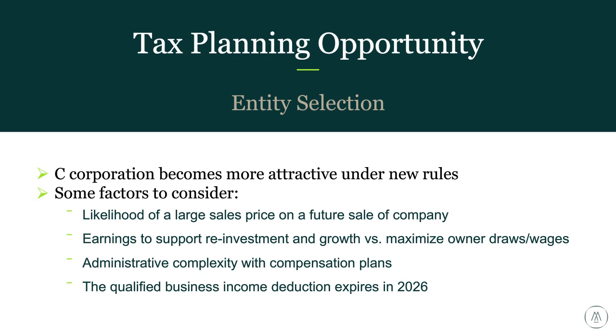Also, what the earnings of the company are being used for. Are they used for reinvestment into the company and growth, or is it to maximize the wages or draws of the owners of the company? And also, with flow-through entities, the compensation plans can be different and complex. So if you're a corporation and you're using wages to essentially wipe out your taxable income each year, then you're not necessarily benefiting from that 21% corporate tax rate, and is there a potentially better structure to be in? It's also important to note that the qualified business income deduction only lasts until 2026.